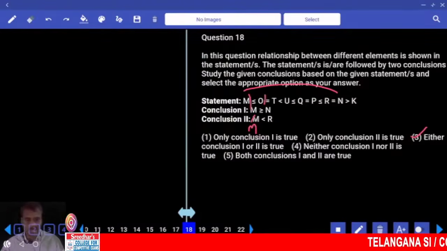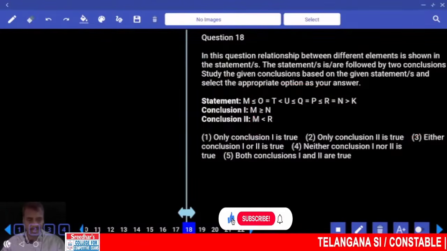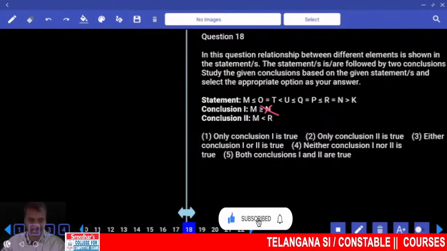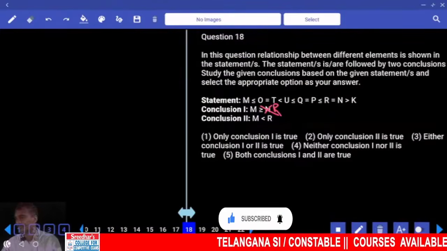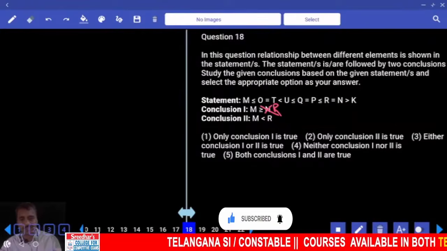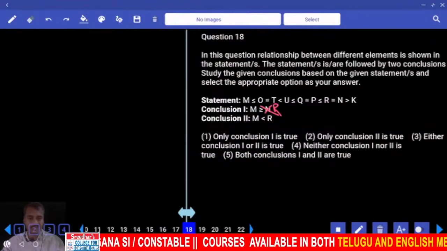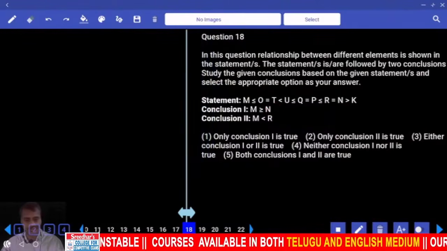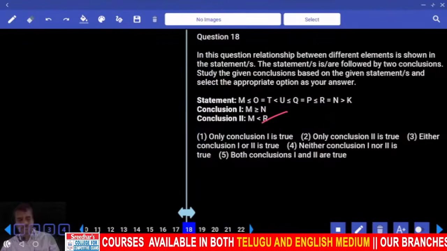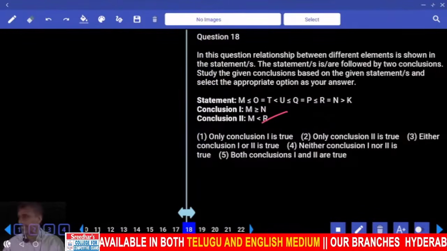Then 18th one, M and N. R equals to N. In the place of N, you need to take it as R. M greater than or equals to R, M lesser than R. Again between M and R, any opposite symbol? No. Hence, what is your answer? Only M lesser than R is 2. Hence, only choice 2, question number 18.